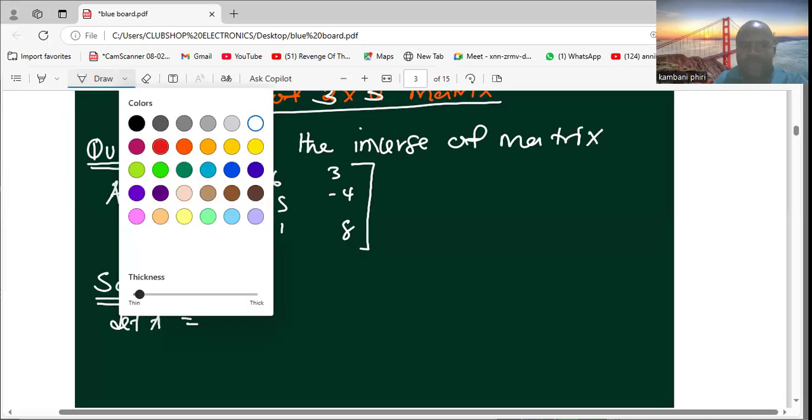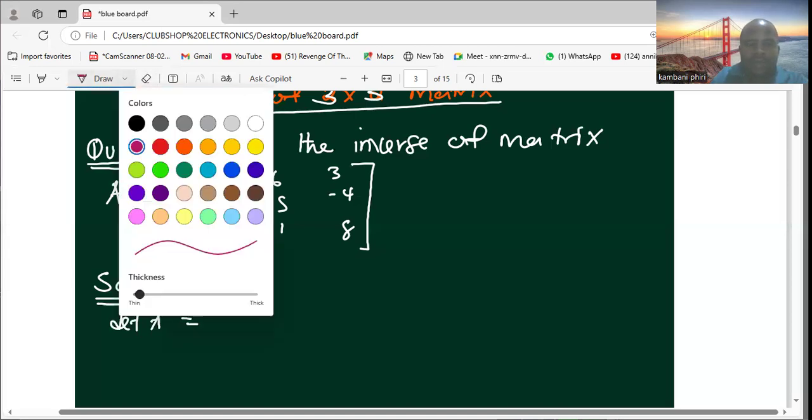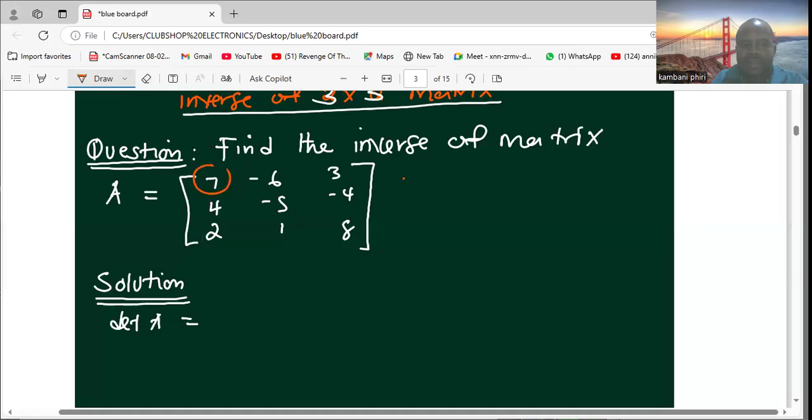To get the determinant of A, we'll eliminate the first row and the first column. Not necessarily eliminating. You pick this number, 7, using plus, minus, and plus. So I've got 7, meaning that this is out and this is equally out. We must find the determinant here by multiplying -5 by 8 minus 1 by -4, and this will give you -36.